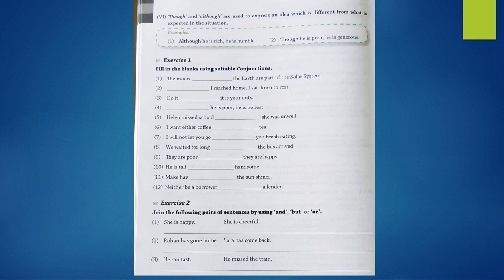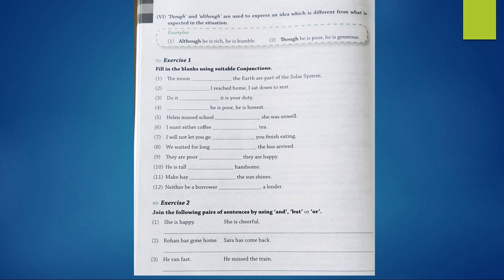So what conjunction will come here? The moon and the earth. I reached home, I sat down to rest. So what can be used here? When I reached home, I sat down to rest. So you can use when. After I reached home, I sat down to rest. You can use after, you can use when. Both are acceptable.